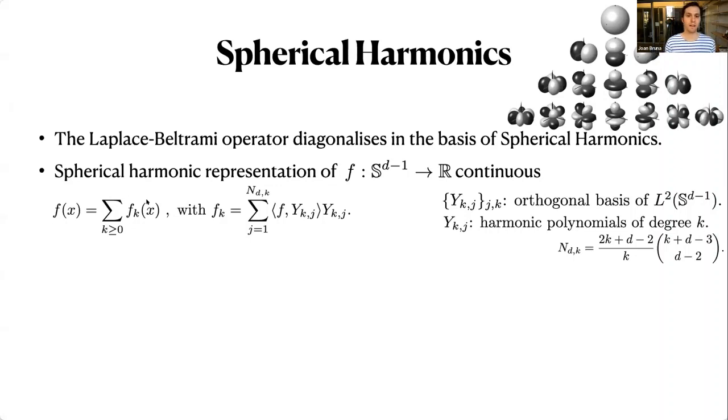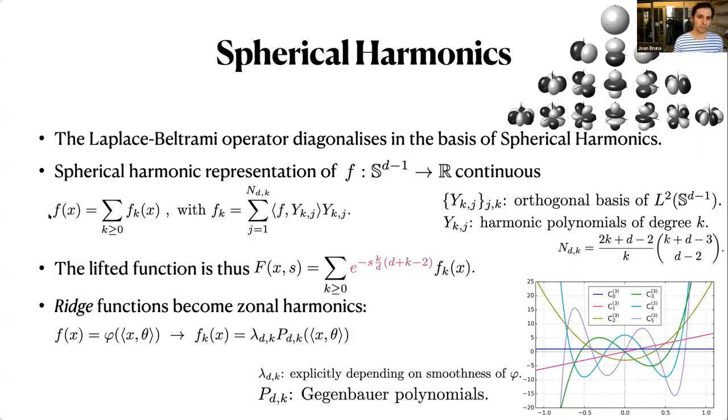Every one of these spaces Fk can be spanned by the family of all the polynomials that are harmonic and homogeneous. And here you can verify, this is really standard harmonic analysis, that obviously, because we are in high dimension, the number of high frequencies blows up very quickly with dimension and the frequency. So the number of harmonics per frequency grows very quickly.